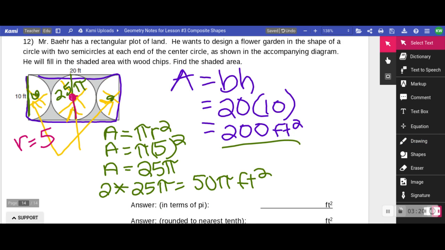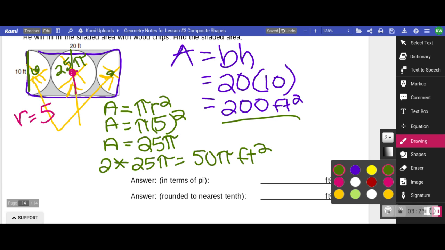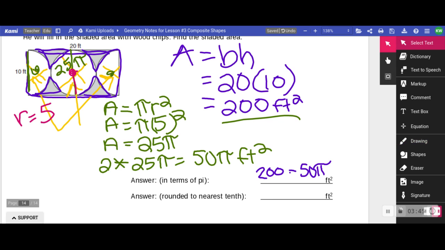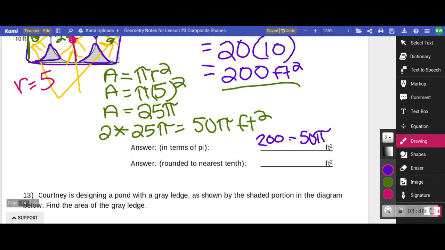So if we take the entire bit of land, which was 200, and we take away the part where he's going to put flowers, which we said is 50 pi, we'll be left with the shaded part of the shape, which is where he's going to put wood chips. So let's put this in our calculator, and then we're going to round it to the nearest tenth. So I'm going to put in 200 minus 50 pi. Make sure you put that in your calculator and practice. 200 minus 50 pi.